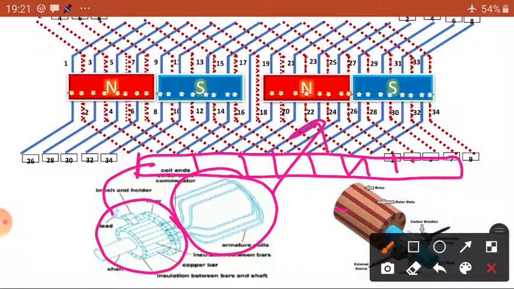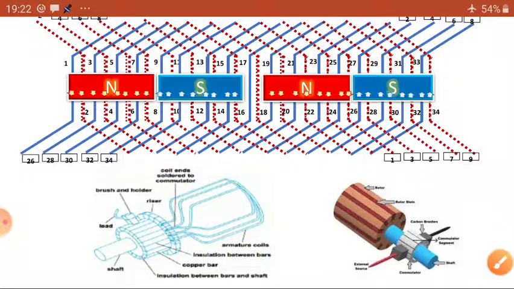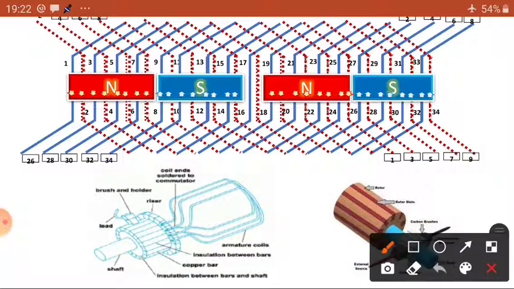So this is the commutator, whatever winding is here, connecting the wave or lap winding to the segments, how the segments are connected. Now we are going to connect this one. This is the commutator on which I am going to place the brushes. So I am going to place the brush here. Okay, so the brush also I am going to place. You can see here the brush positions also.